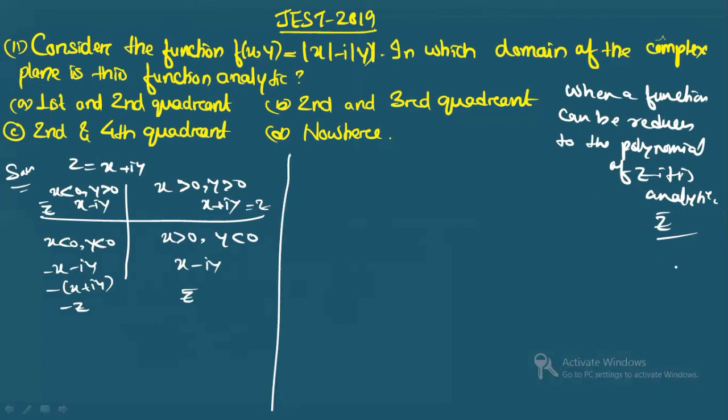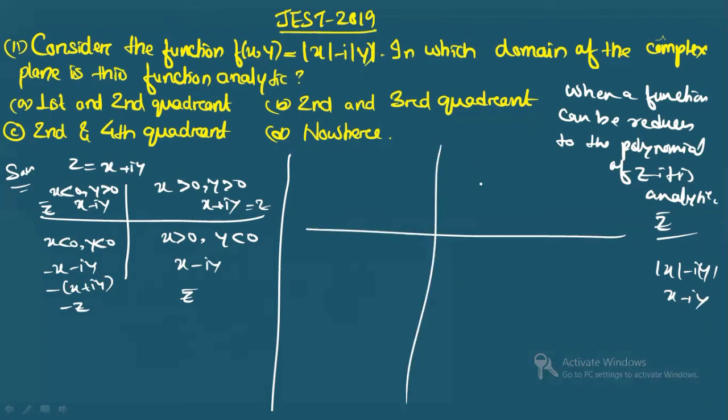Now you have the function mod of x minus i mod of y. In the first quadrant, x is greater than 0 and y is greater than 0, so you get the same thing, x minus iy. But the general form is x plus iy, so when you compare, this is z bar, right?